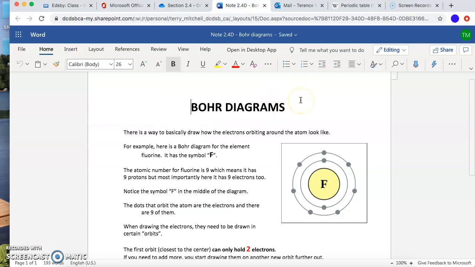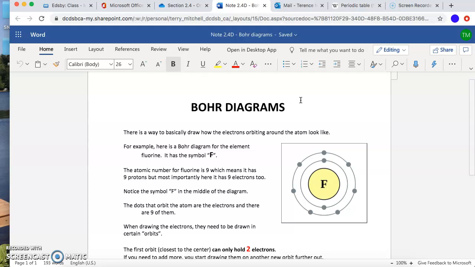All right, we're back with Bohr-Rutherford diagrams. Bohr was a scientist, Rutherford was a scientist, and they are the ones who have contributed to our modern understanding of what an atom looks like. So, hence the name Bohr-Rutherford diagrams. Now, these are just a way to basically draw what an atom looks like.